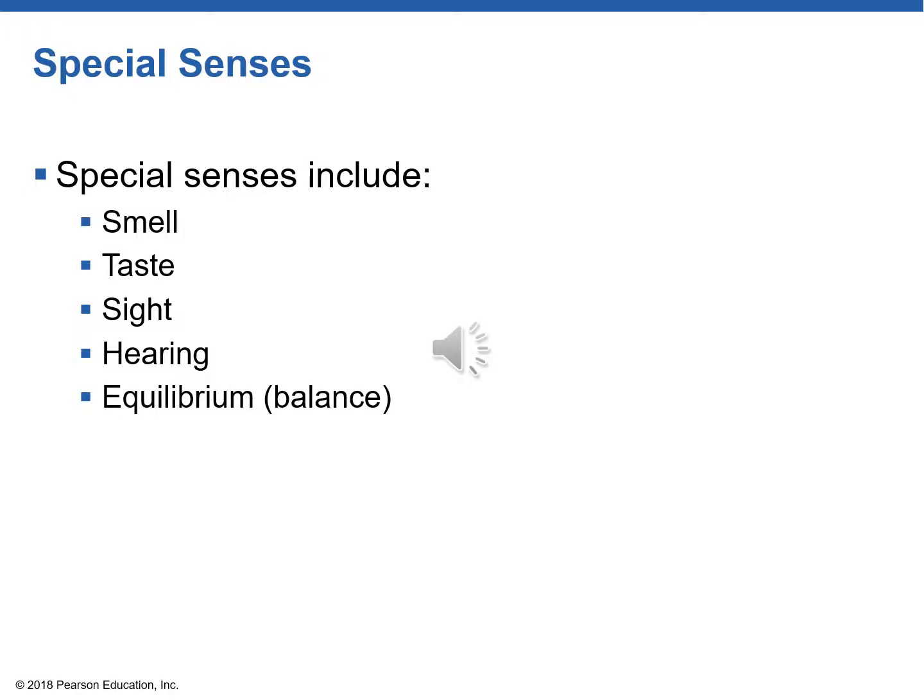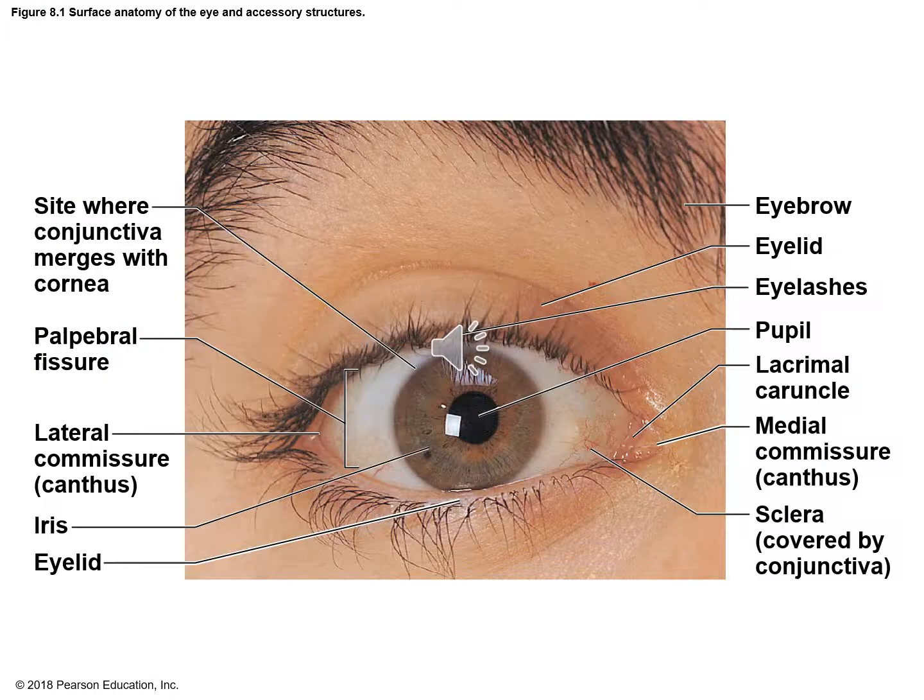We're just going to touch on the special senses very briefly. They're listed here. In this image, obviously we have the eyebrow, eyelid, eyelashes. The pupil is the black center of the eye. And also we see the iris, which in this case is colored hazel. And also see the lower eyelid. And we do not need to know the other terms here.